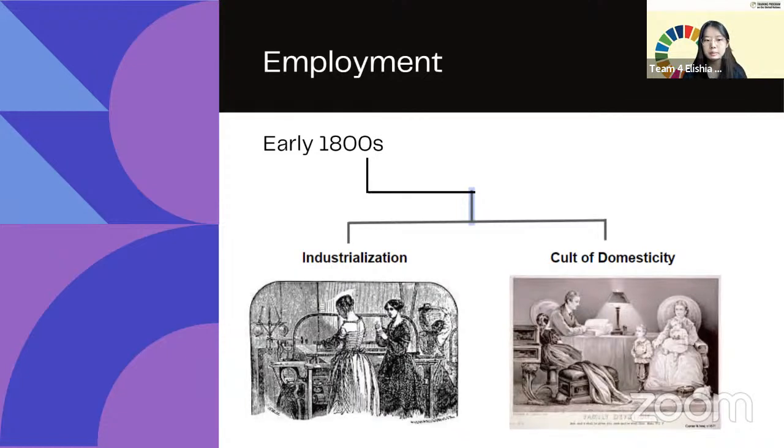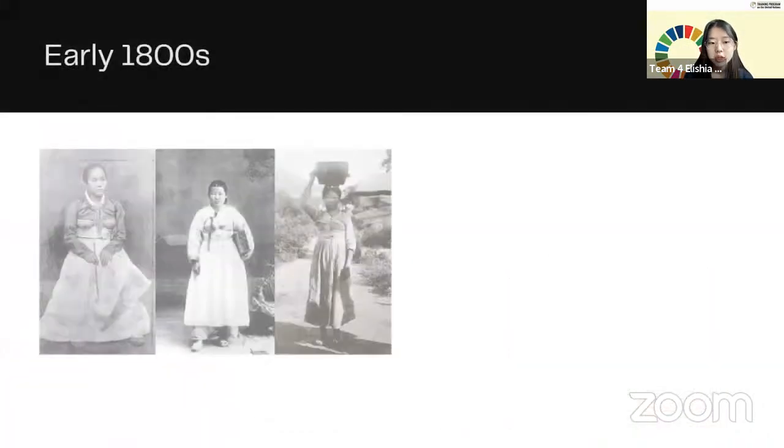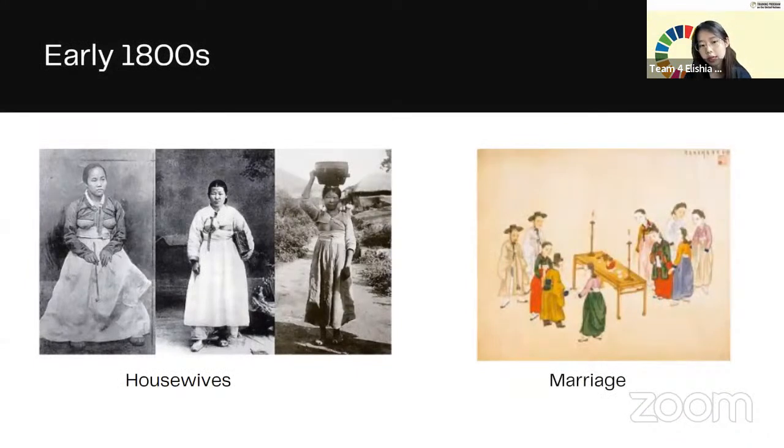Essentially what it did was it trapped women in a framework which was labeled as femininity, and it pressured women to stay pure, submissive, and domestic. So similar standards were in place on the other side of the globe. For example, in Korea during the Joseon dynasty, a woman's worth was dependent on her marital status, and they were expected to be housewives, as you can see in the images.